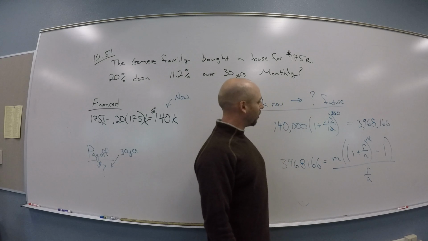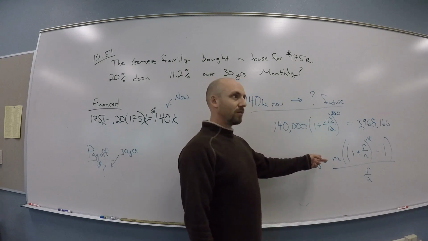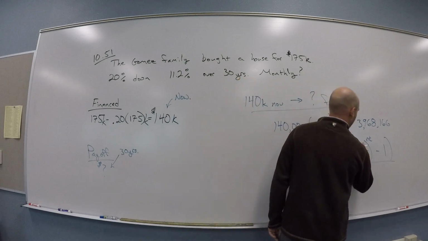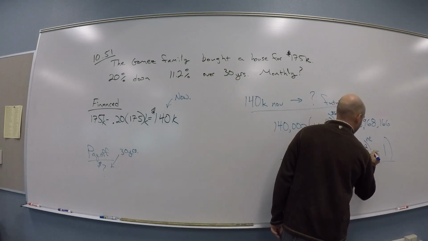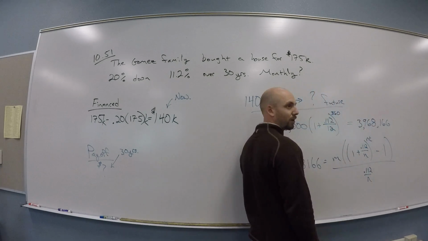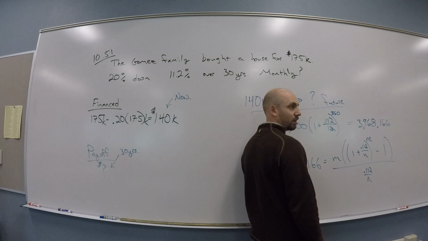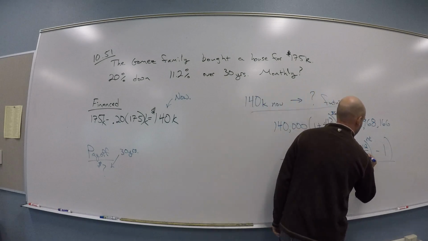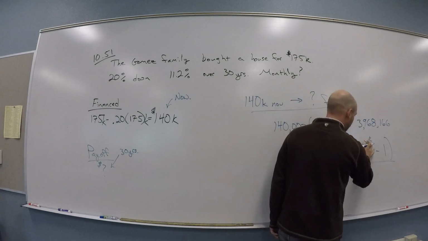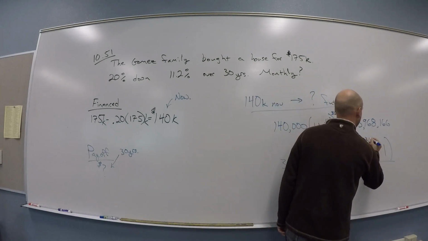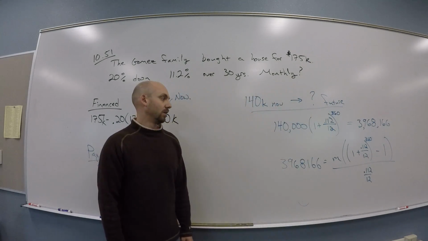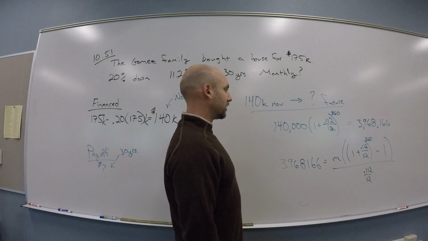And then, okay, so I know these numbers, right? What's R? R is 0.112. N was the number of compounding periods in a year, so that would be 12. And NT is 12 times 30, that's 360 again. Now M is what you're solving for. Okay, so then I need to solve for M.